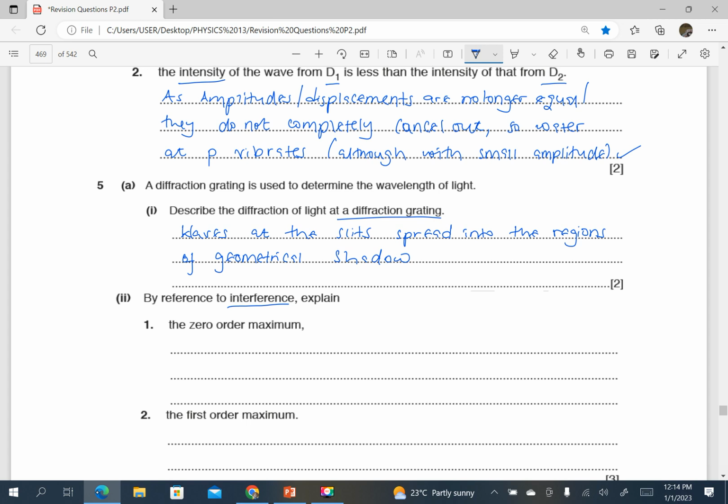When we have a zero order maximum, and remember this is the central order maximum, the path difference is zero, the phase difference is zero. The waves travel the same distance from the sources to the point. So they travel the same distance, the phase difference is zero, giving us a zero path difference. That's when we have a zero order maximum.